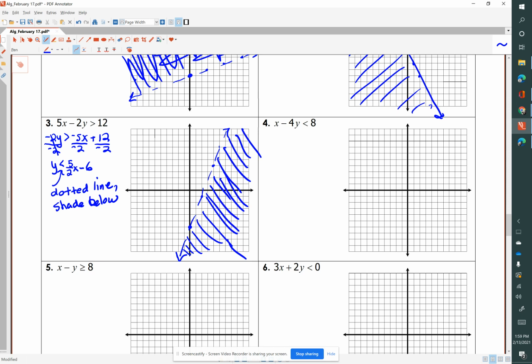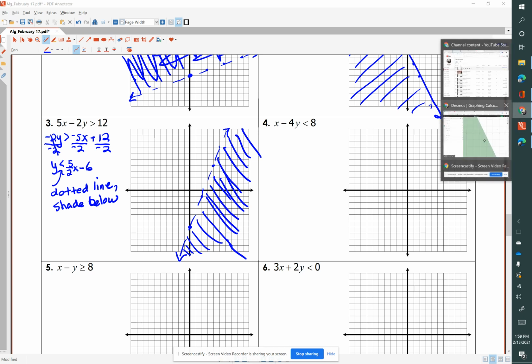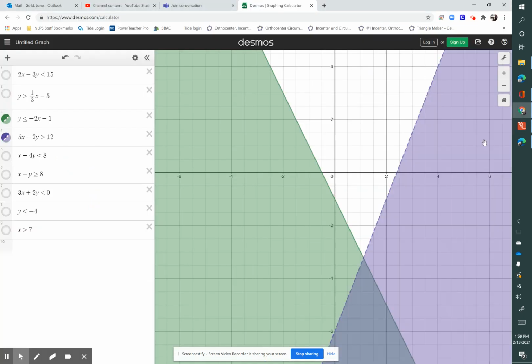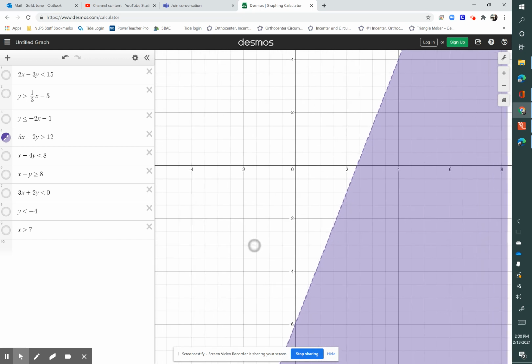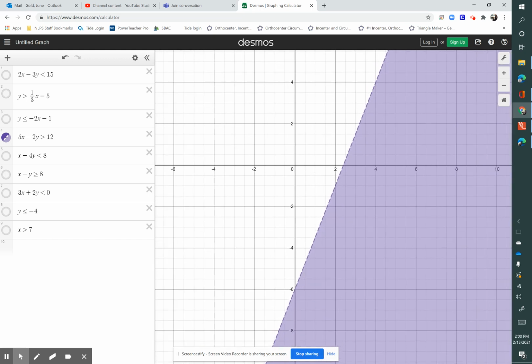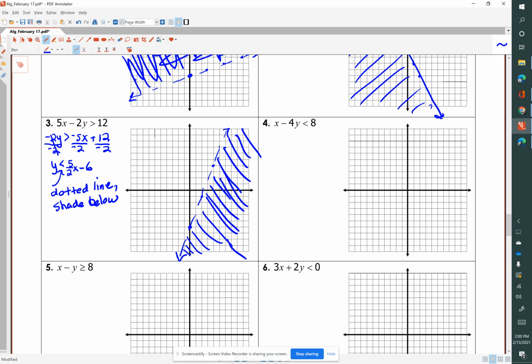Let's compare our graph with Desmos. And there we have it. Definitely more beautiful in Desmos, but certainly we are accurate in our graph.